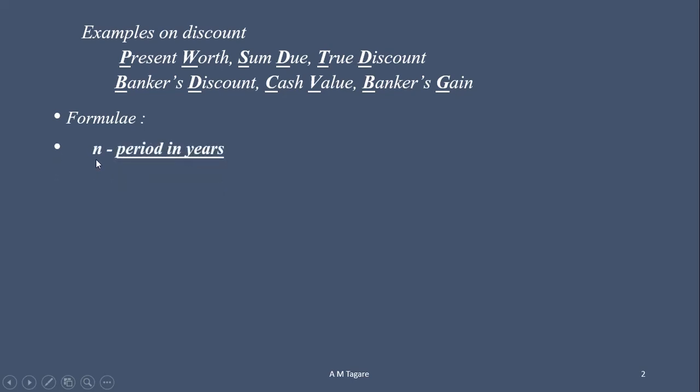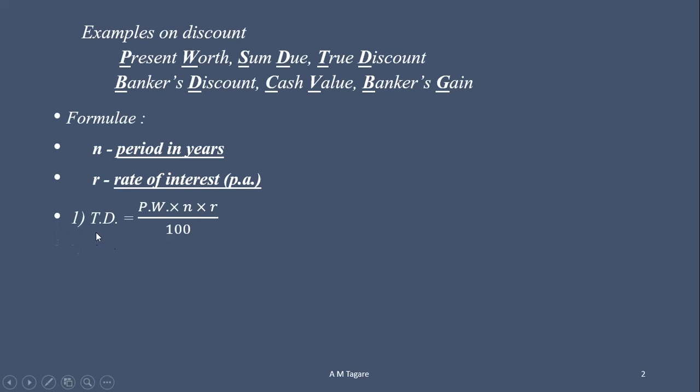Now we revise a few formulae. We use small letter n for period in years. Now remember this thing, we have to use this n in years. If n is given in months, we have to convert it into years and then use it. Now second thing, R, rate of interest.